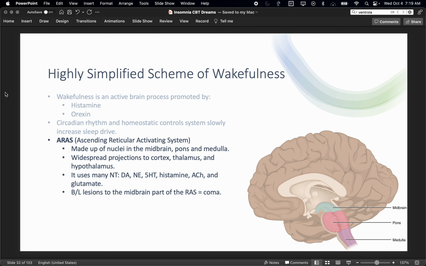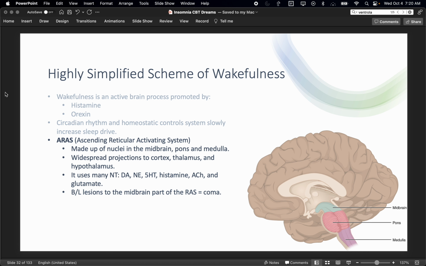The ARAS is made up of those nuclei in the midbrain, pons, and medulla that are in the image on the bottom right. They have widespread projections that go to the cortex, thalamus, and the hypothalamus using those monoaminergic systems: dopamine, norepinephrine, serotonin, histamine. It also hits acetylcholine receptors and glutamate.